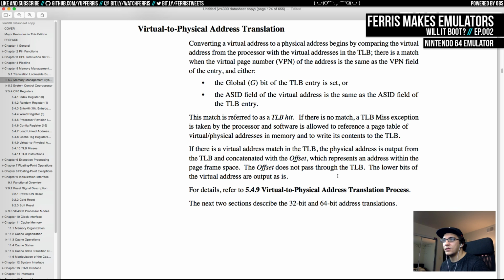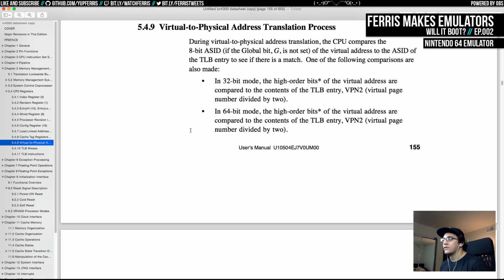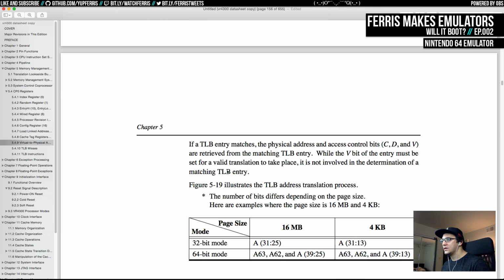And then we had 5.4.9, virtual to physical address translation process. During virtual to physical address translation, the CPU compares the 8-bit ASID, if the global bit G is not set, of the virtual address to the ASID of the TLB entry to see if there's a match. One of the following comparisons are made. In 32-bit mode, the higher order bits of the virtual address are compared to the contents of the TLB entry VPN2, which is the virtual page number divided by 2. In 64-bit mode, the higher order bits of the virtual address are compared to the contents of the TLB entry, so it's the same thing in both modes.